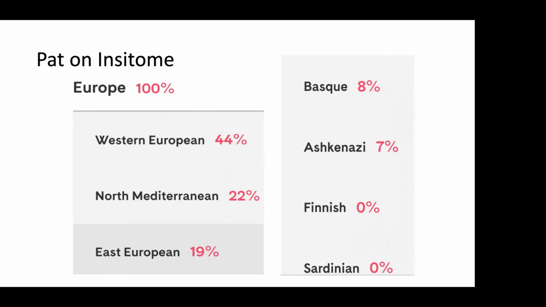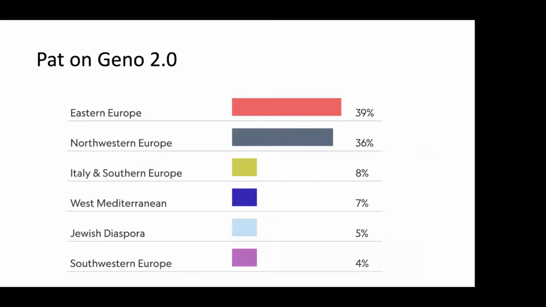So let's go through the results. And let's start with Pat's ethnicity report on the Insotomy regional ancestry test. This test is no longer being offered. For each report, I am flagging the regions that include Croatia with green symbols and adding up the percentages. On Insotomy, North Mediterranean and East European total 41%. Then I mark anything that is totally outside her known ancestry with a red question mark. In this case, that's 8% Basque and 7% Ashkenazi.